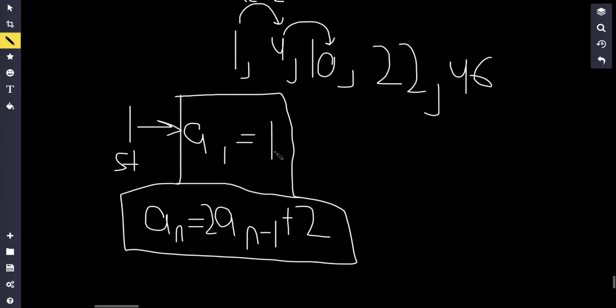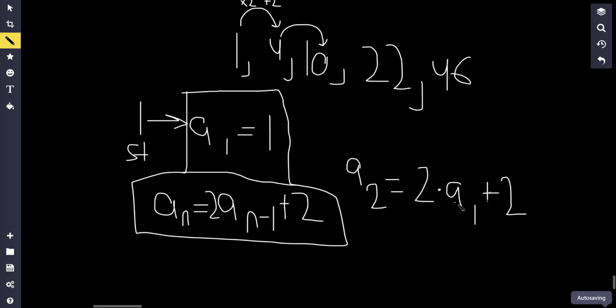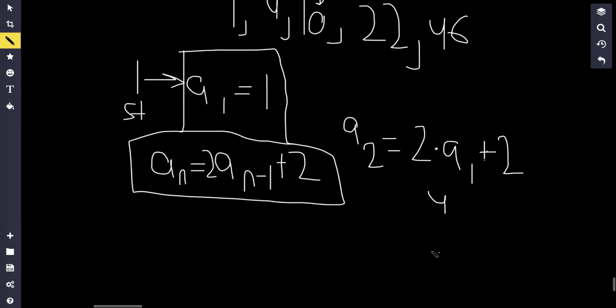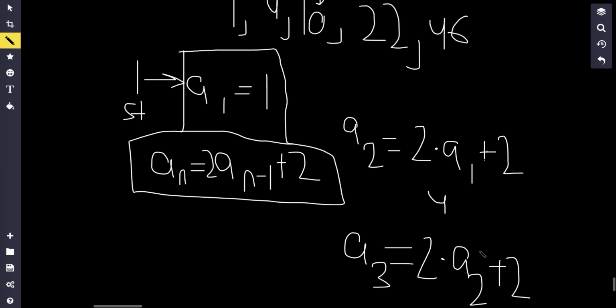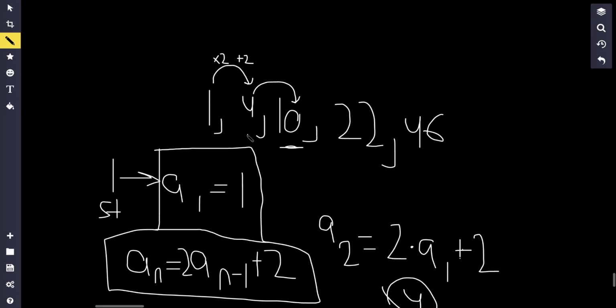And once again, I'll just check the answer to make sure I have it correct. So if a sub 1 is equal to 1, then a sub 2 is going to be equal to 2 times a sub 2 minus 1, just a sub 1, plus 2. If we know a sub 1 is 1, 2 times 1 is 2, 2 plus 2 is 4. So that checks out. If I want a sub 3, this is going to be equal to 2 times a sub 2 plus 2. A sub 2 is 4, right? We said that's equal to 4. So 2 times 4 is 8. 8 plus 2 is 10. And yeah, that seems to match up.